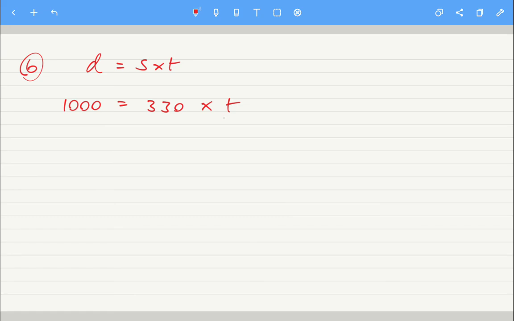So we need to get t on its own, make it the subject, get rid of the times 330, so it'd just be 1,000 divided by 330, which will give us the time. And 1,000 divided by 330 is 3.03 seconds. If you just put 3 seconds, that's fine.